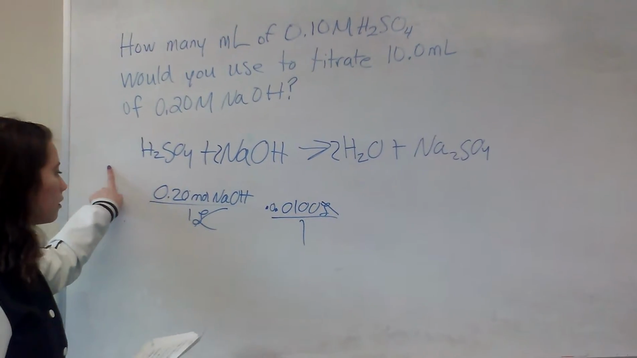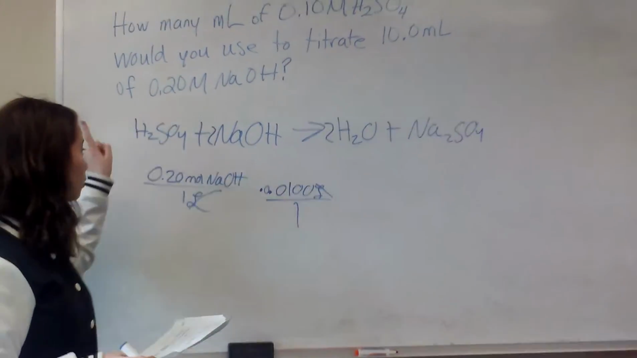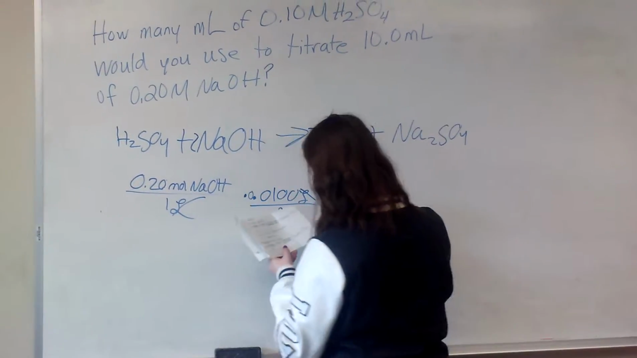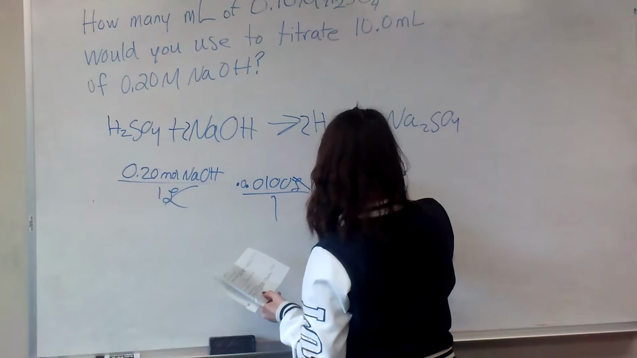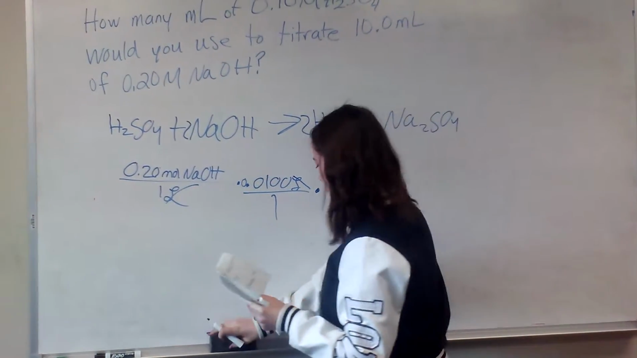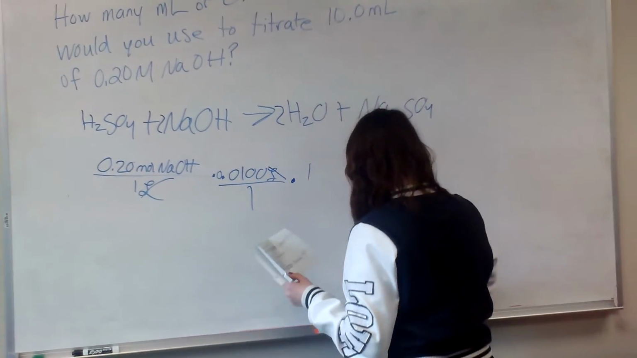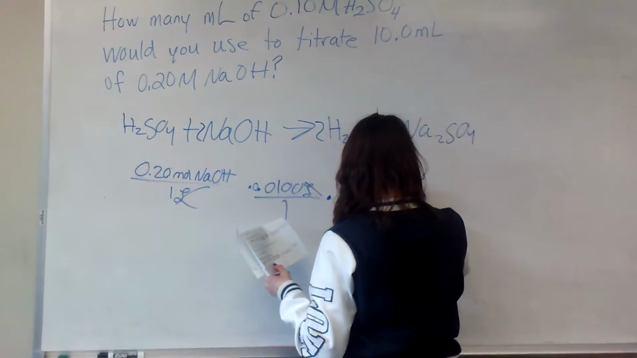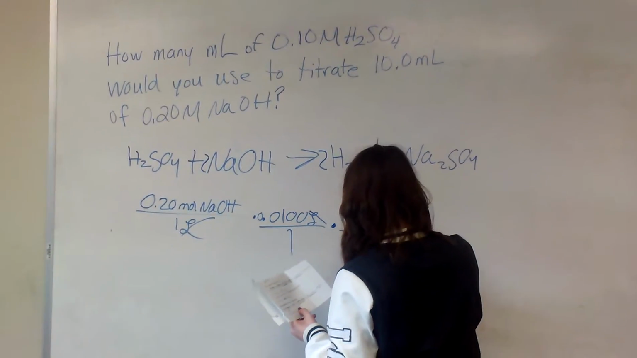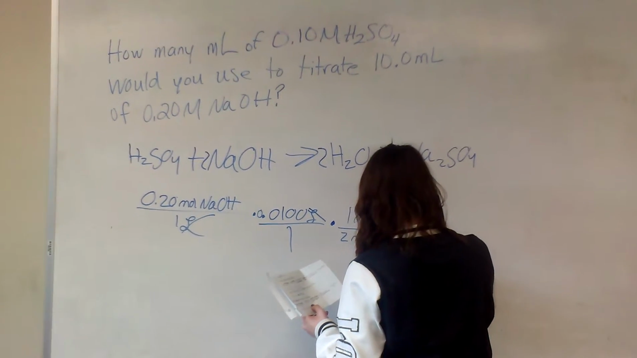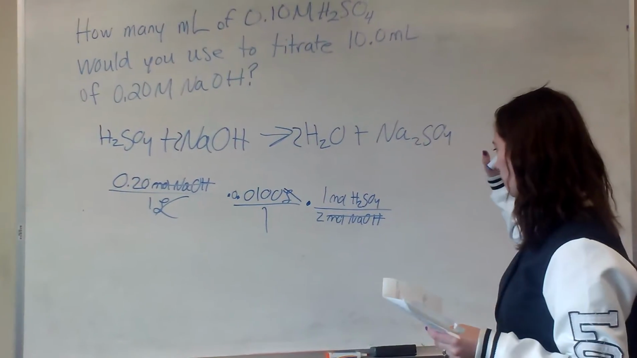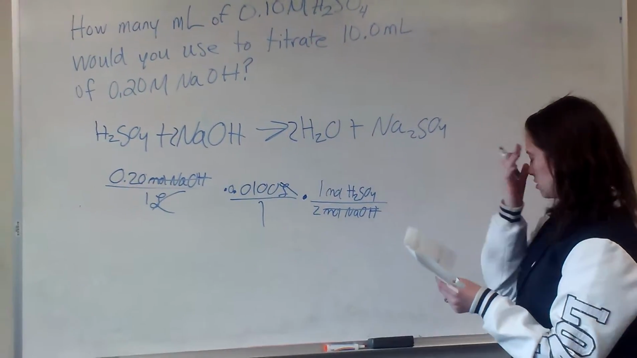In the balanced equation, there are 2 moles of NaOH to 1 mole of H2SO4. So we would want to put the 1 mole of H2SO4 on top. Units are important to us. And then our 2 moles of NaOH on the bottom, so they cancel each other out. Good. So now we've converted to the moles of H2SO4.